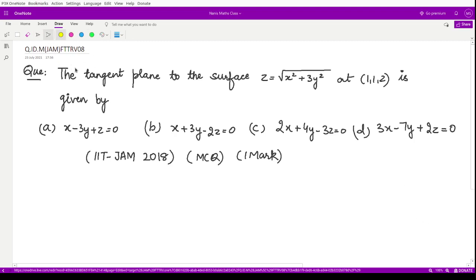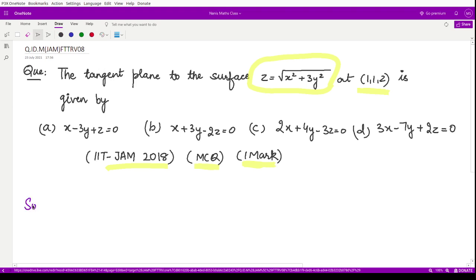In this video, we shall be taking up a question from IIT JAM 2018 consisting of 1 mark question, right? And this is a multiple choice question over here. So in this question, they are asking the tangent plane to the given surface. So this is the surface which is given to you, at the point 1, 1, 1, is given by which among these 4? So let's get started with the solution.